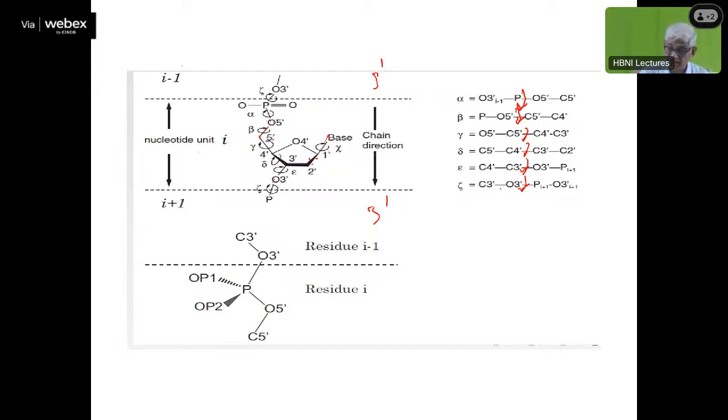And the xi torsion angle is C3', O3', P(i+1), O5'(i+1). This P belongs to the next nucleotide unit. So that is C3', O3', P, and O5' of i plus 1. That is the next one here, and then it goes on to this.